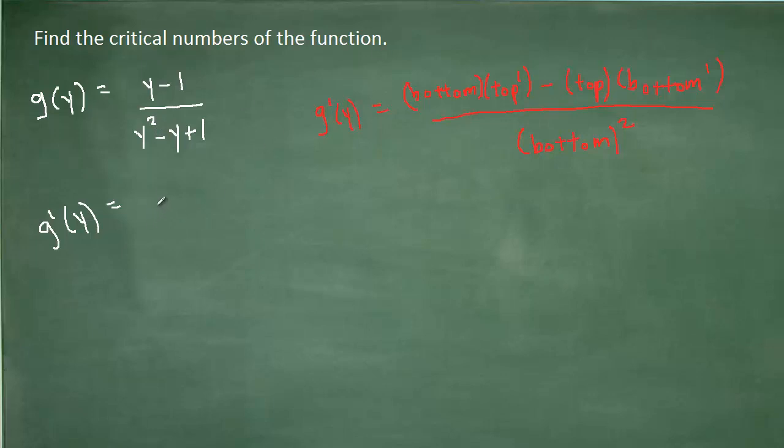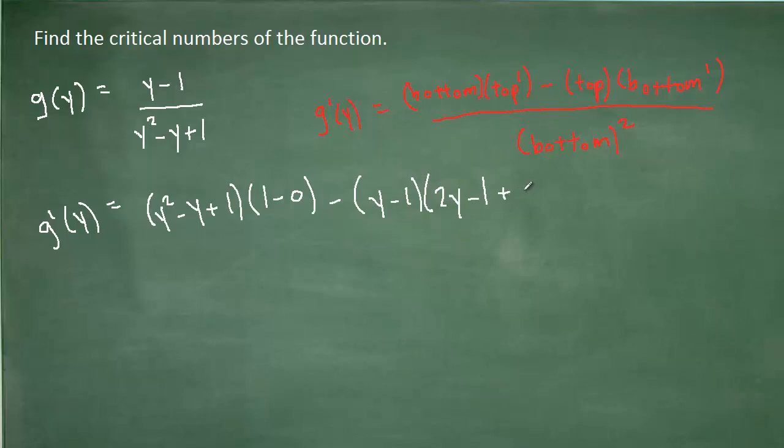So according to the quotient rule, we begin by writing the bottom part of the rational function. We multiply it by the derivative of the top. Now the derivative of the top ends up just being 1 minus 0. And we subtract the top part of the rational function multiplied by the derivative of the bottom, which would be 2y minus 1, and plus 0 as well, because the derivative of the constant is 0. And then we put that all over the bottom part of the rational function squared.